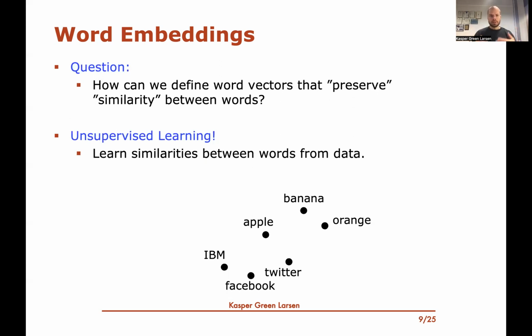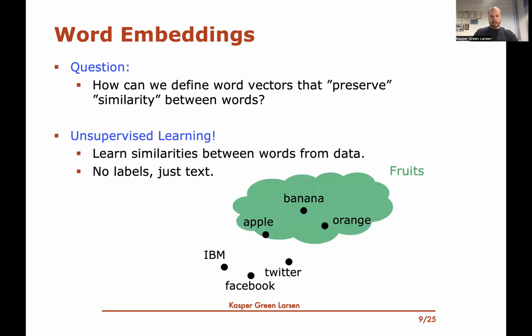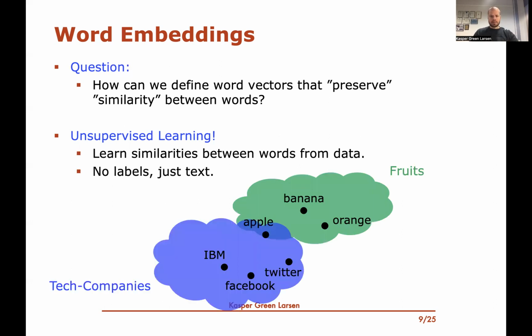We'd like to learn these similarities from data. So there's no labels here. There's just text, like lots of text data, and we want to use this text data to learn which words are similar. For instance, we would like to learn that somehow all these words are fruits and all these words are tech companies. And so these tech companies should have more similar word embeddings than the embeddings of the fruits.